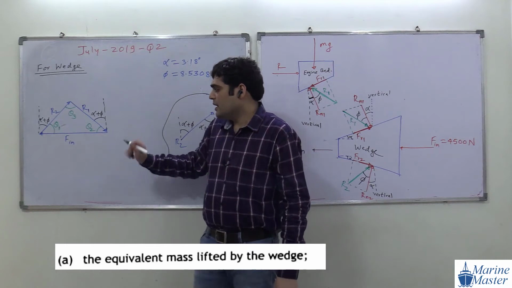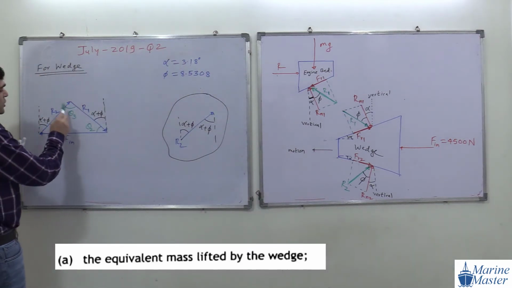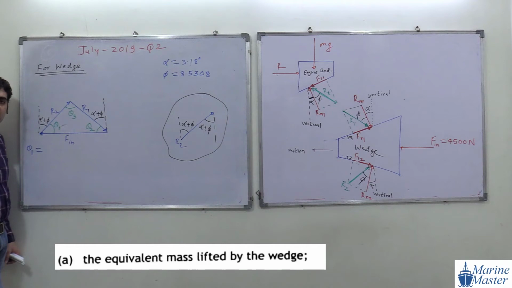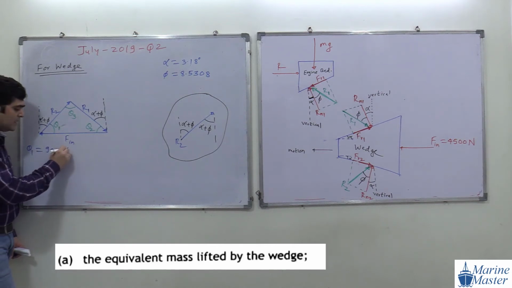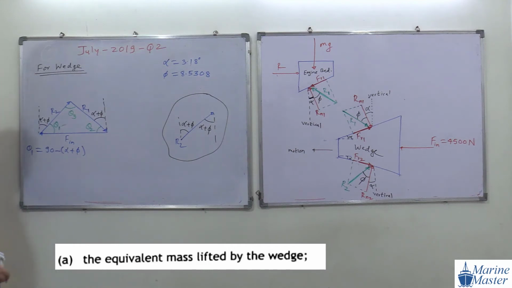So we got it. Now if you want to solve this question, we need theta 1, theta 2, theta 3. Theta 1 will be 90 minus (alpha plus phi). See the scenario here.